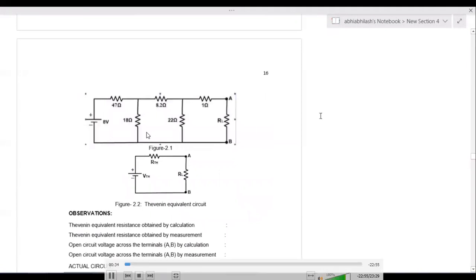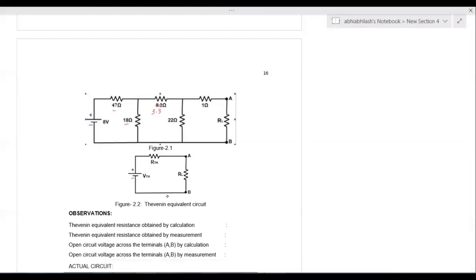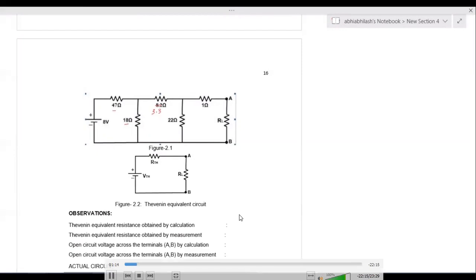So this is the circuit having an 8 volt voltage source, 47 ohm, 18 ohm, 8.2, 22 and 1 ohm, and this one is RL. This can be converted to the circuit. In our lab we are having 3.3 now, so I am just replacing the 8.2 with 3.3. So this can be converted to this circuit, the voltage source VTH and RTH and the RL. So we have to prove this theorem. That is our aim, to prove this theorem.